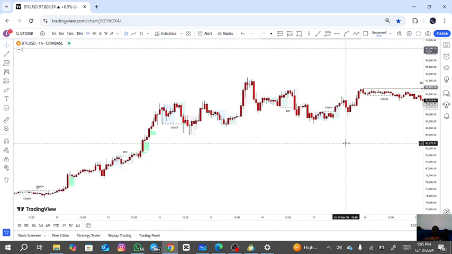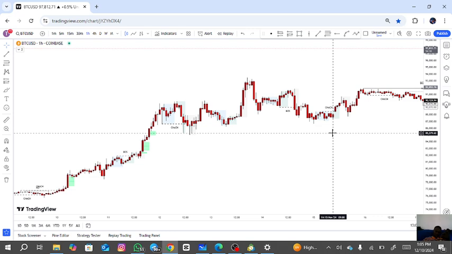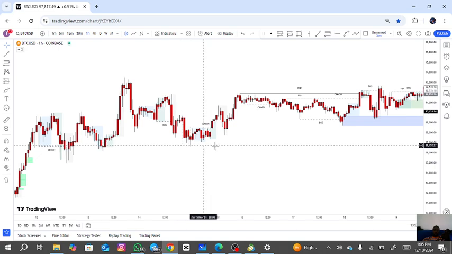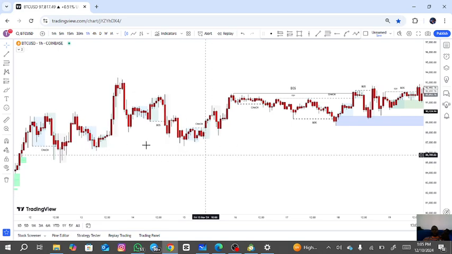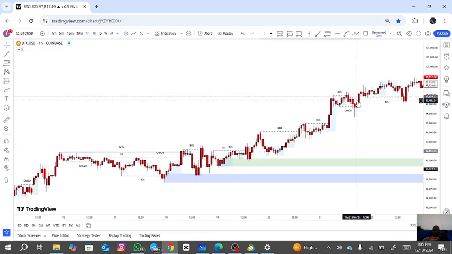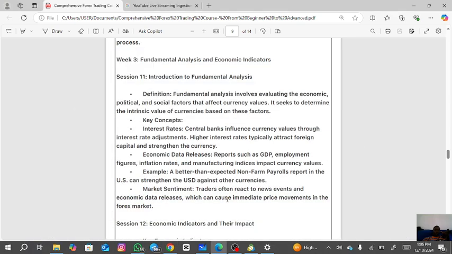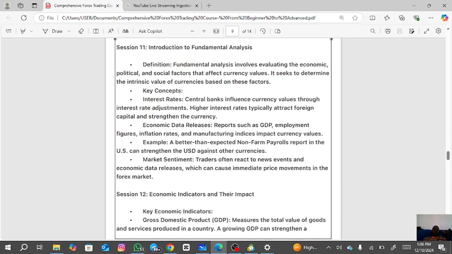Why? Because he said he was going to make the US the center of crypto, right? So that is good news for the crypto space, and that made Bitcoin gain much value. So that's fundamental. That's how fundamental works, right?